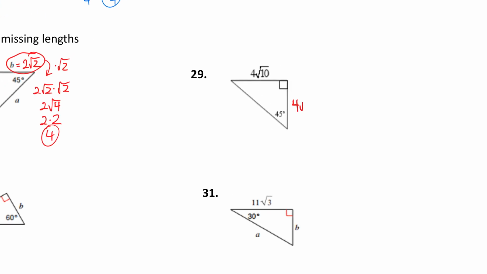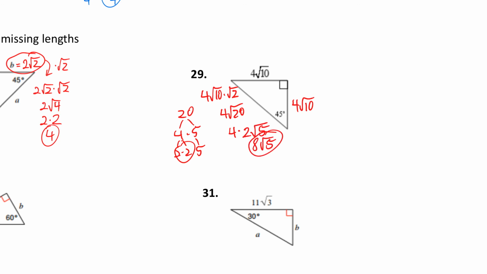Okay, on this one, this leg is 4 square roots of 10. This one is 4 square roots of 10 times square root of 2, which is 4 square roots of 20. 20 breaks down as 4 and 5, 2, 2 and 5. So this is 4 times 2 square roots of 5, which is 8 square roots of 5.